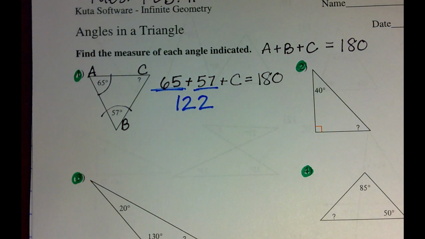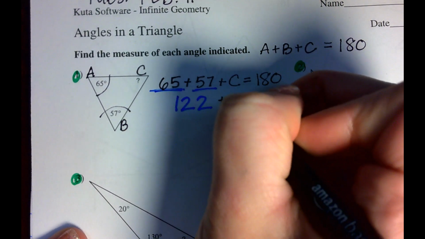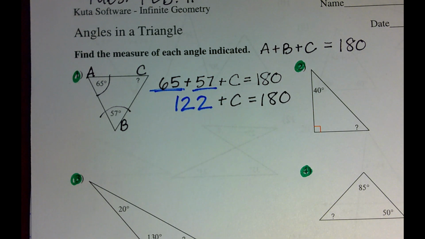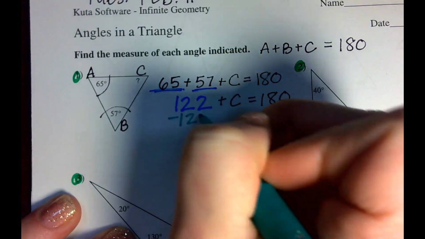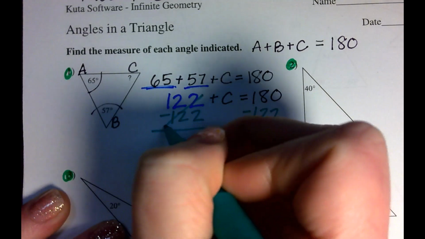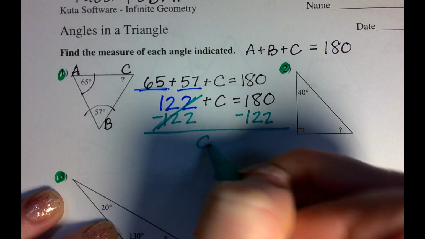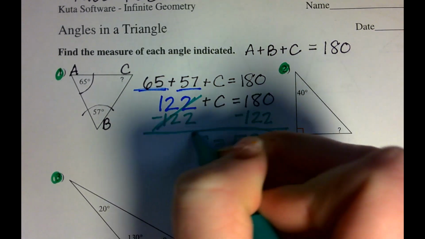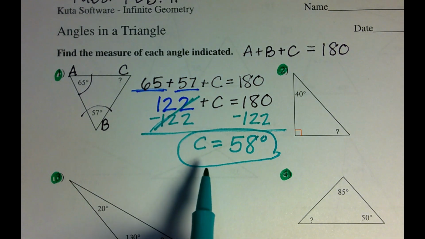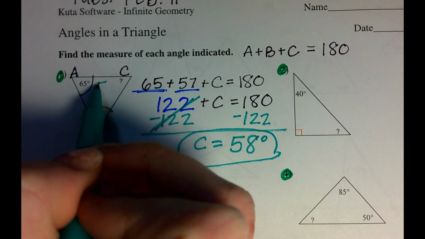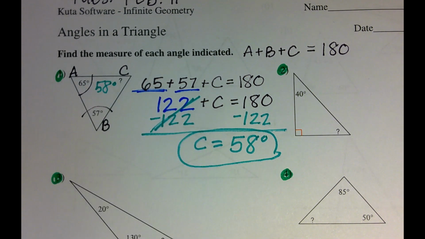Plus C equals 180. Yes, let's bring everything down. Plus C equals 180. And then what? Yeah, we're going to subtract 122 from both sides of our equation. These will cancel out, and we get C equals what? 58. 58 degrees. So here is a quick rundown of how we would do number 1. Our missing angle is 58 degrees.